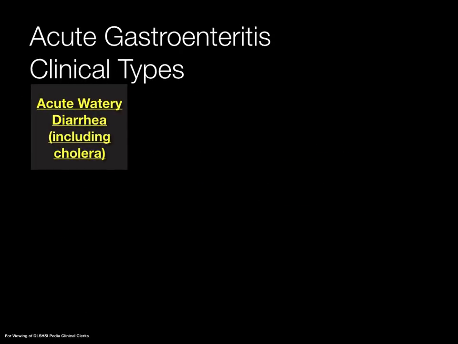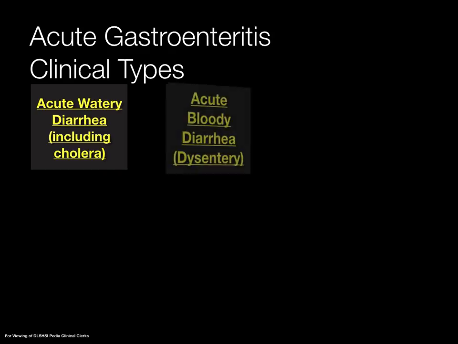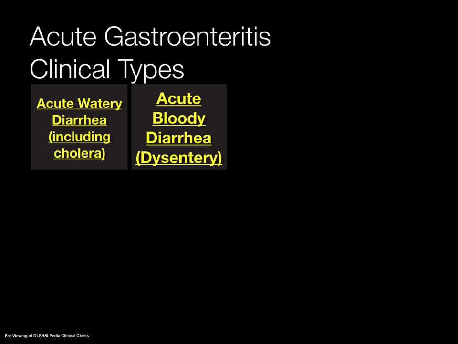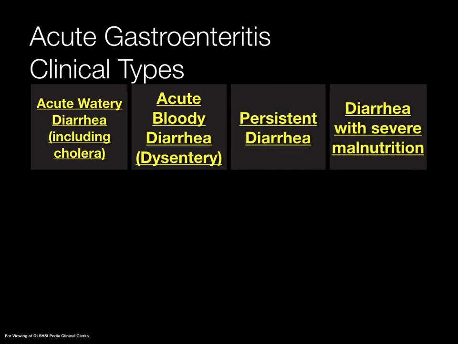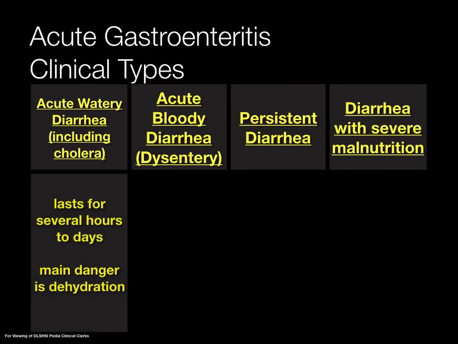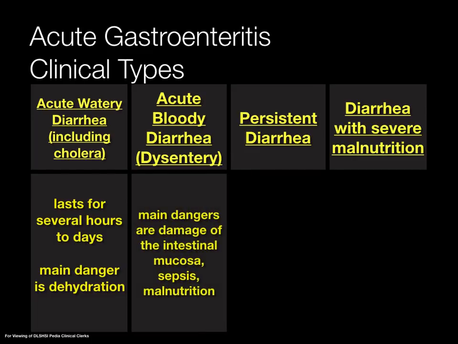The clinical types of AGE are acute watery diarrhea, including cholera, acute bloody diarrhea or dysentery, persistent diarrhea, and diarrhea with severe malnutrition. Acute watery diarrhea lasts for several hours to days, and the main danger is dehydration. In acute bloody diarrhea, the main dangers are damage to the intestinal mucosa, sepsis, and malnutrition.